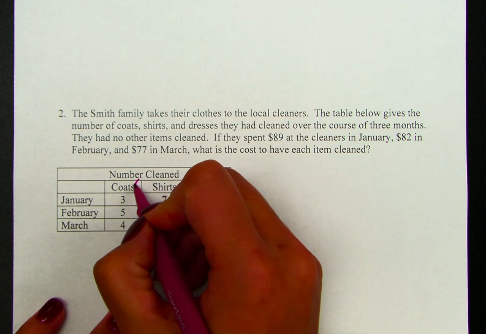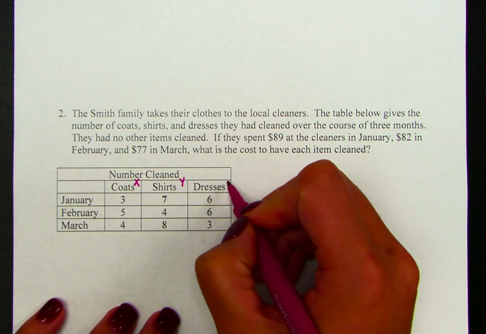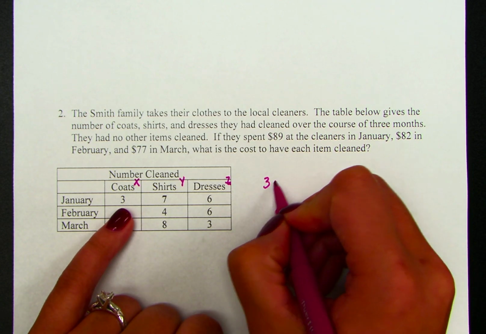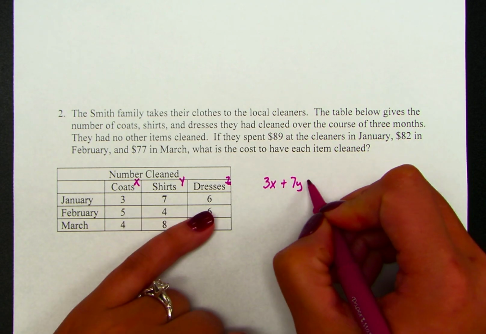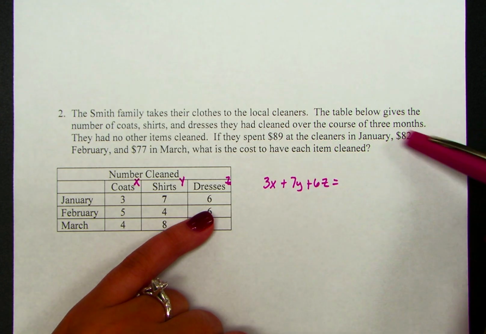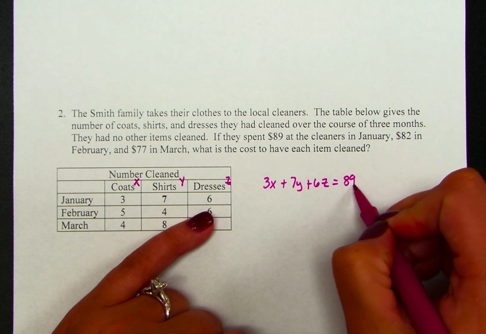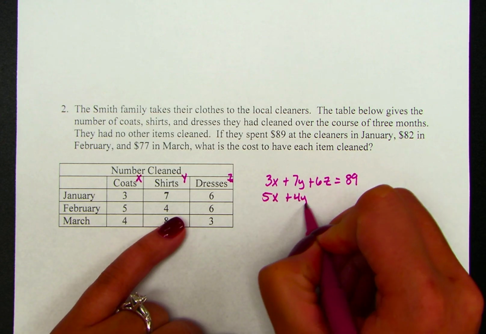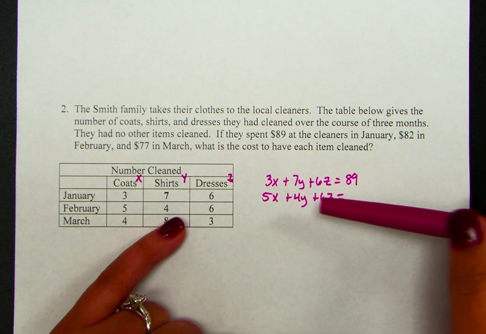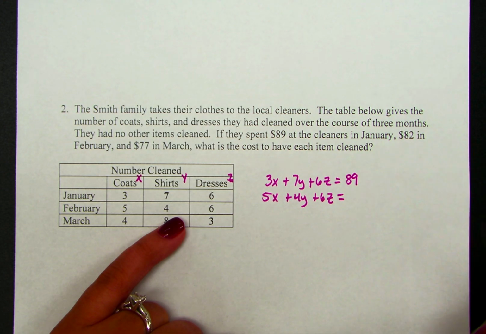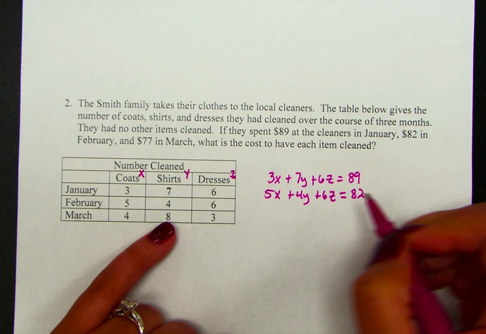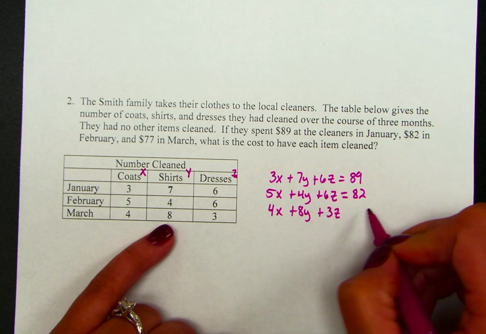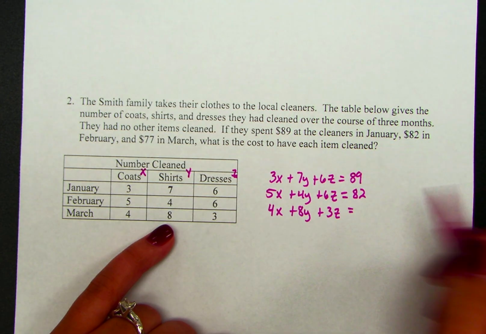So X is going to represent coats, Y is shirts, and the dresses are Z. For my first equation, I will have 3X plus 7Y plus 6Z, and then my total for January was 89. And then for my second one for February, 5X plus 4Y plus 6Z, and then my total for February was 82. And then my last equation is going to be 4X plus 8Y plus 3Z equals 77 for March.